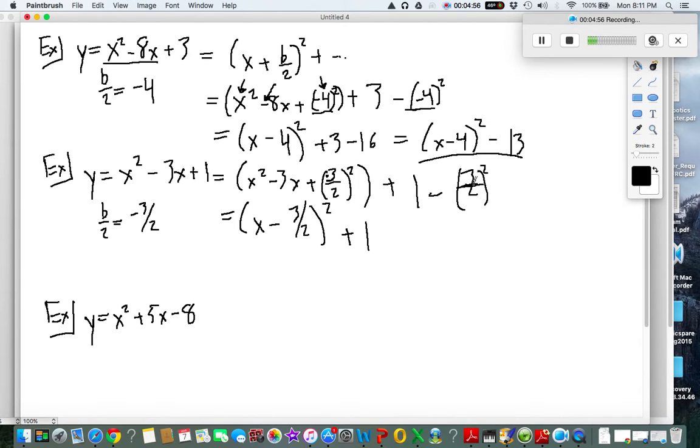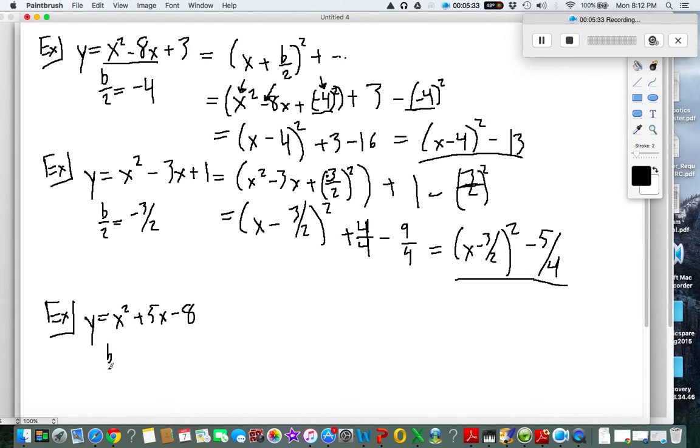Remember when you're squaring, square your numerator and your denominator separately. We're going to have a 9 over 4. In other words, 3 squared over 2 squared. I need a common denominator to put these together. So I'm going to kind of cheat here. 4 over 4 is the same thing as 1. This will give us x minus 3 halves squared minus 5 fourths. And here is our perfect trinomial.